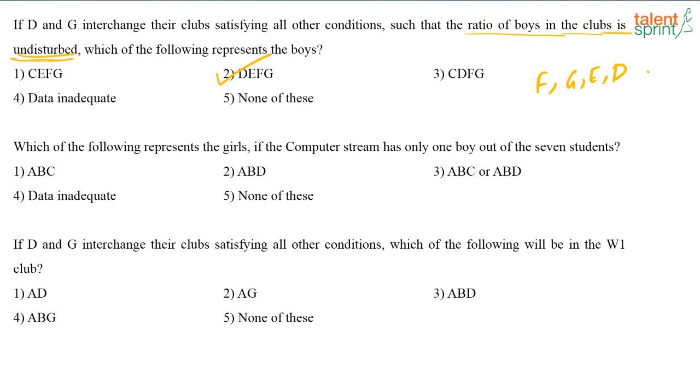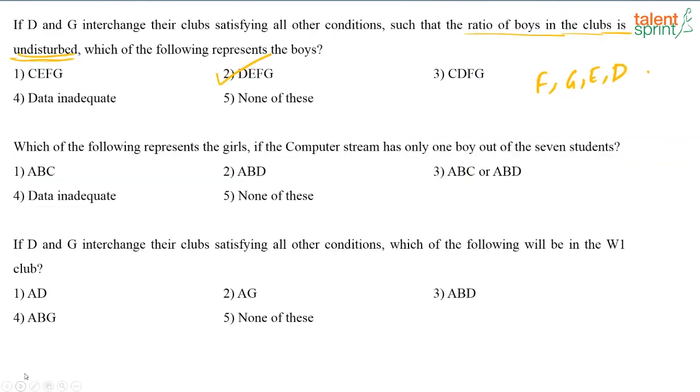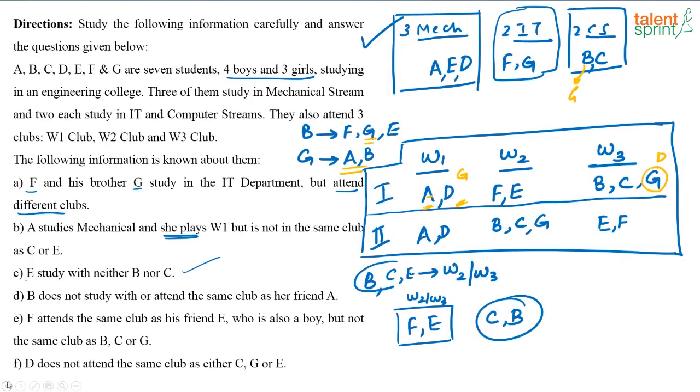Okay, next question. Which of the following represents the girls if computer stream has only one boy out of the 7 students? So which are the girls whom we already know? We know A and B are girls. Now computer science department has B and C. Out of B and C, I know B is a girl. Now what are they saying? Which of the following represents girls if computer stream has only one boy? So computer stream has only one boy means who is the boy in the computer stream? It has to be C. So computer science has one boy means C is a boy.